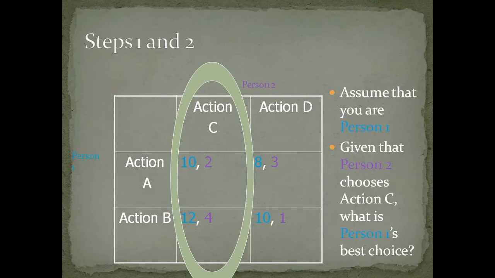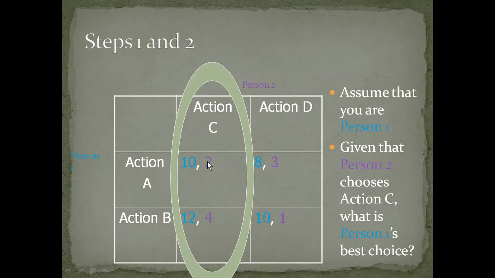So just assume that you are person 1, and given that person 2 chooses action C, as you can see over here, what is person 1's best response? What do I mean by that? If person 2 is choosing C and getting payoff 2, and you by choosing action A are getting 10, but if you choose action B you'll get 12, then you will choose B over A, given that person 2 has already chosen action C.